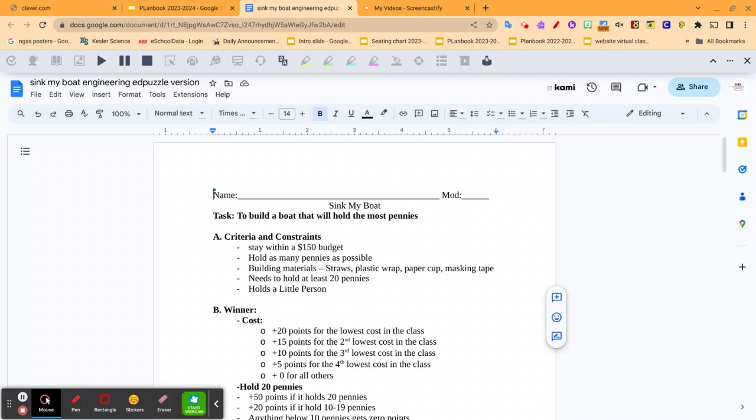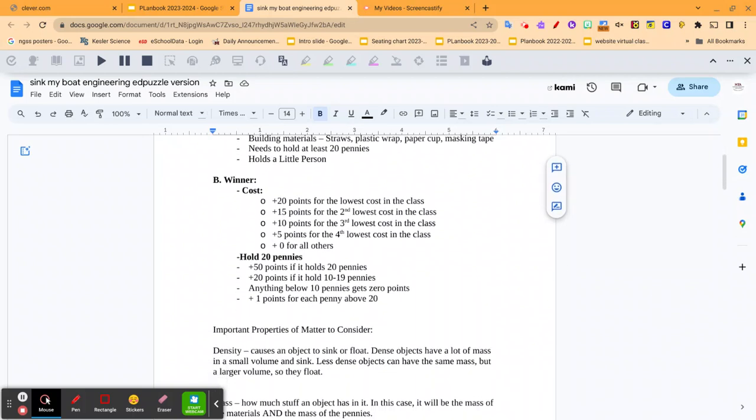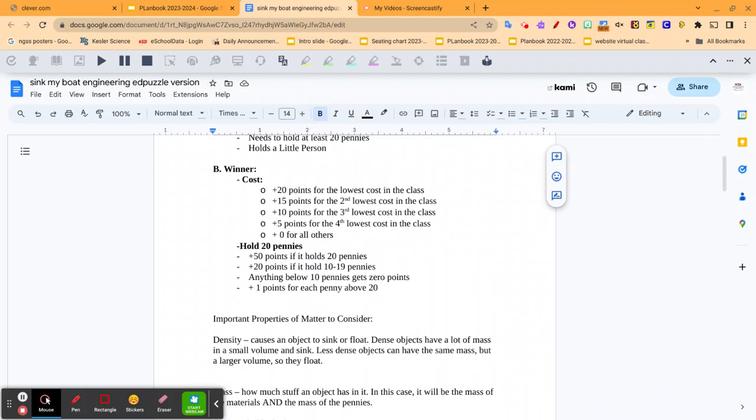So the cost: 20 points for the lowest cost in class, 15 points for the second lowest cost, 10 points for the third lowest cost, and 5 points for the fourth lowest cost. All others will get 0 cost points. Holding 20 pennies, you will get 50 points if it holds 20 pennies, 20 points if it holds 10 to 19. Anything below 10 pennies will get 0 points, and you get a point for each penny above 20.